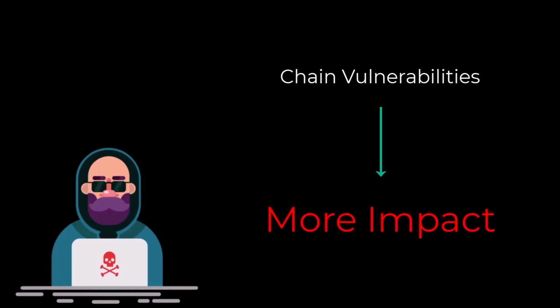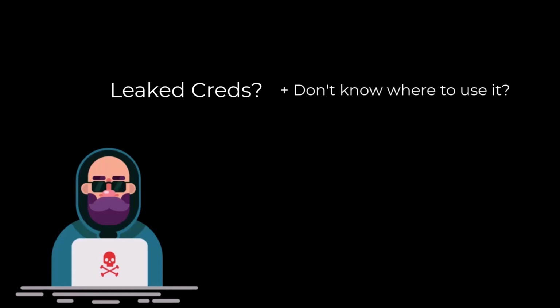In this video, we'll be talking about how we can chain vulnerabilities to find or to show the actual impact. Because many times I have seen beginners, especially those who are very new to bug bounty, find something, let's say a leaked credential, but don't know where to use it, and because of this, their report mostly gets marked as informative.